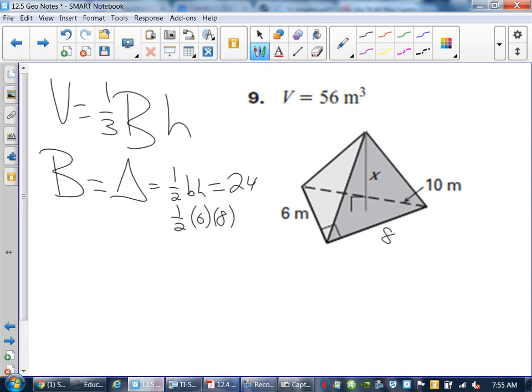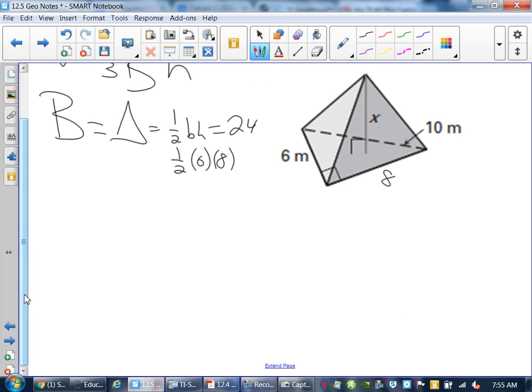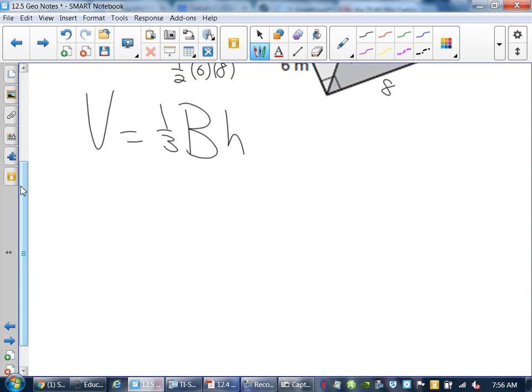All right. I'm trying to figure out what the height is. Volume is 1/3 big B times the height. Your volume was 56. 1/3 of 24. It's a one-step equation, ladies and gentlemen.